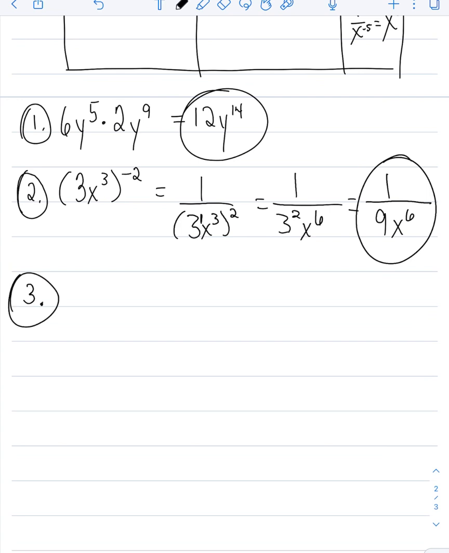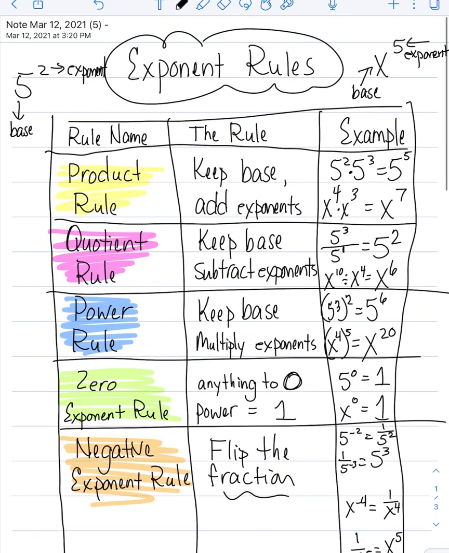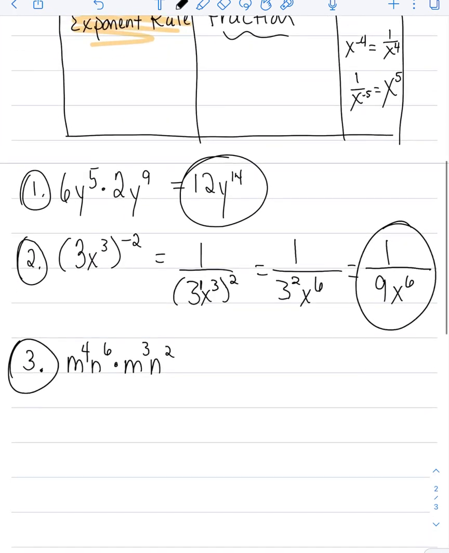Let's do a few more. Number 3, m to the 4th, n to the 6th, times m to the 3rd, n to the 2nd power. Well, again, look at your example, this looks like the product rule. They just have more than one letter or variable. So let's take it one letter at a time.